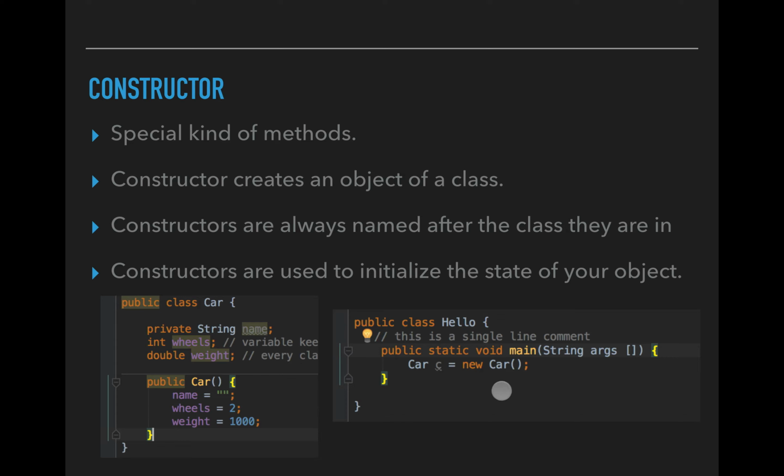So whenever I call new car and you see these parentheses, anytime you see opening and closing parentheses, you're calling a method. And in this case, you're calling the constructor method that I wrote right here. And that's initializing all the variables. You could also call other methods that you've written inside the car class if you choose to do so.